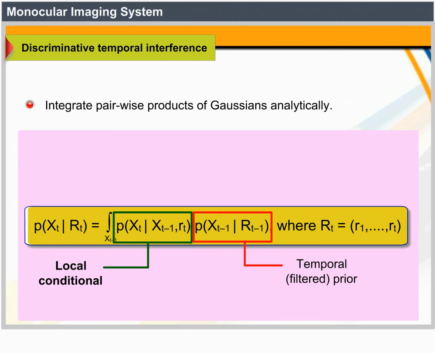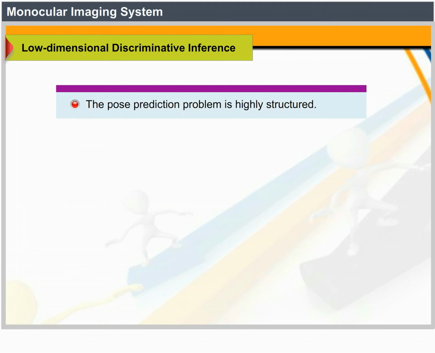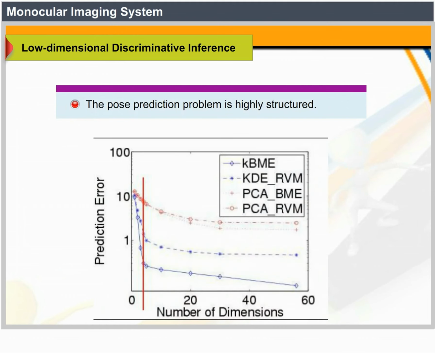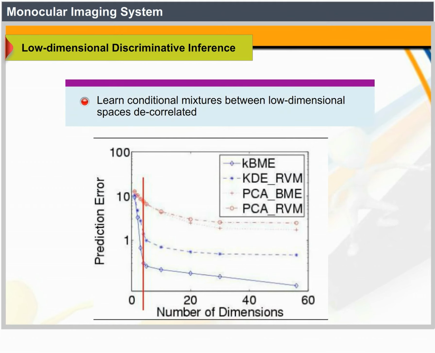Low-dimensional discriminative inference. The pose prediction problem is highly structured. Human joint angles are correlated, not independent. Learn conditional mixtures between low-dimensional, decorrelated spaces.